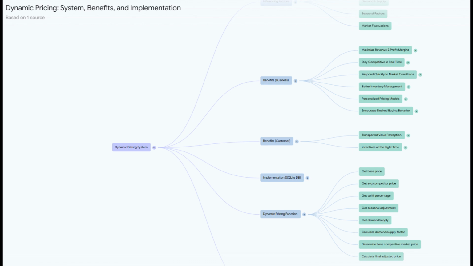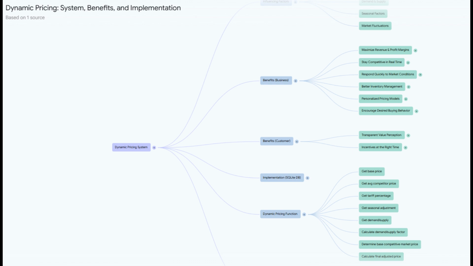Yeah. Then the function calculates something called the market price. This is the lower of two values: either the product's base price or 98% of the average competitor price. So it's basically trying to find a price that's competitive, but not drastically lower than everyone else. Right. Okay, so that's the market price. And finally, to get the actual dynamic price, it takes that market price and multiplies it by all the adjustment factors. So the tariff adjustment, the seasonal adjustment, and the demand supply factor we just calculated. So it's like layering all those adjustments on top of each other. Exactly. And then it rounds the final price to 2 decimal places.